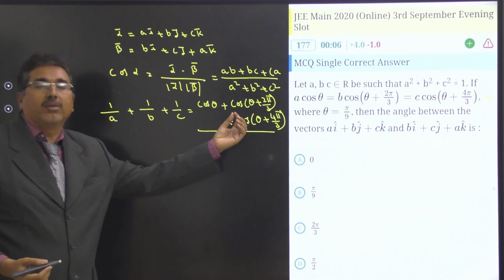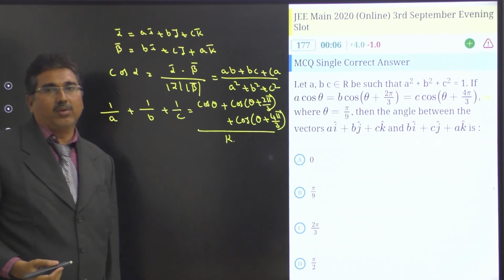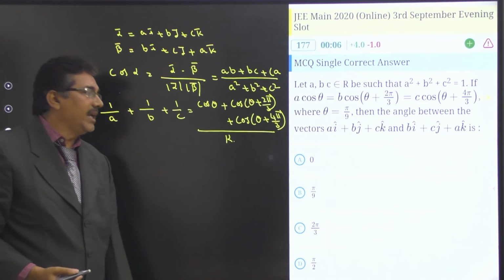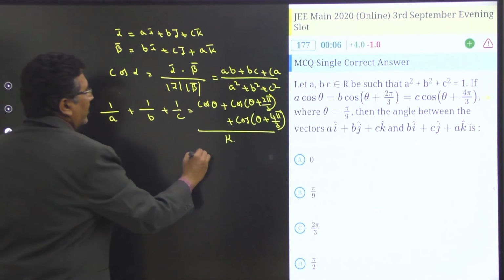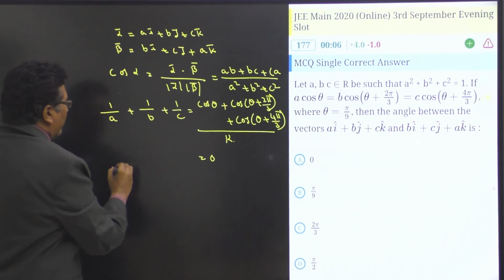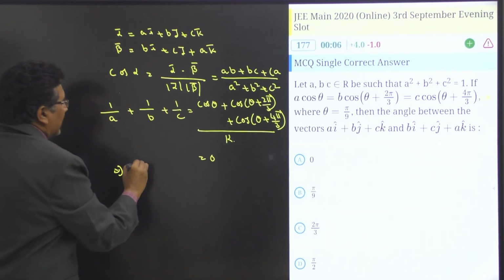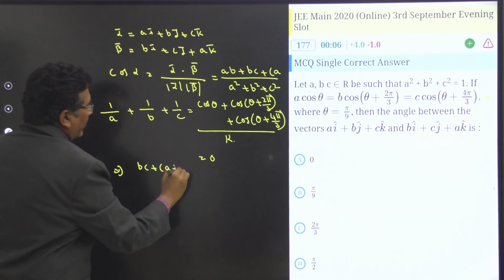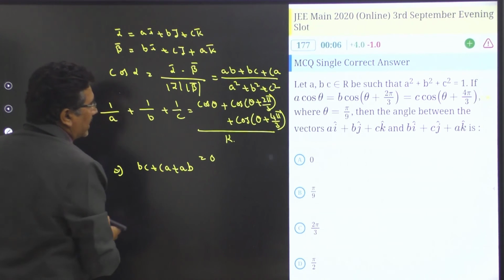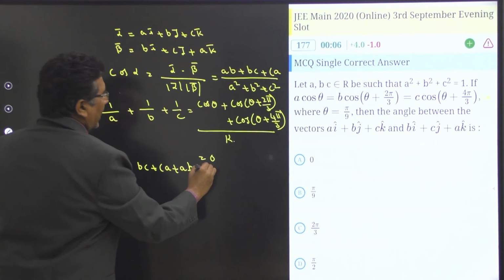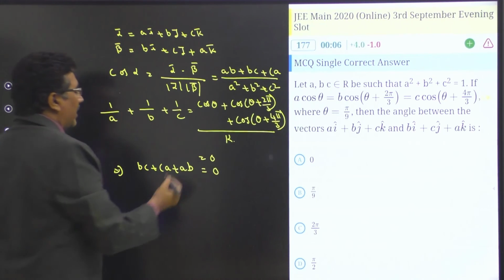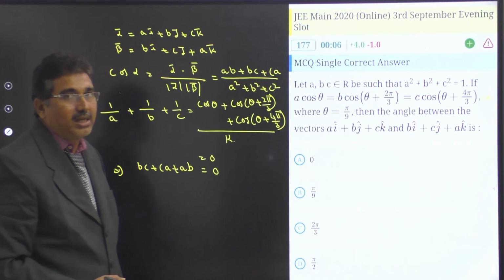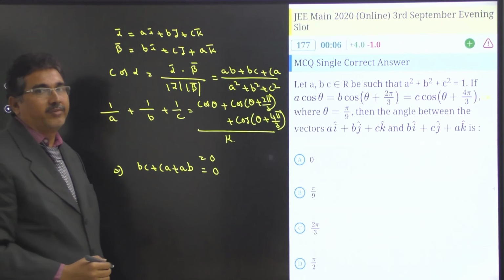For any value of theta, the numerator will be equal to 0. That implies, taking LCM, bc plus ca plus ab divided by abc is equal to 0. That means bc plus ca plus ab is equal to 0.